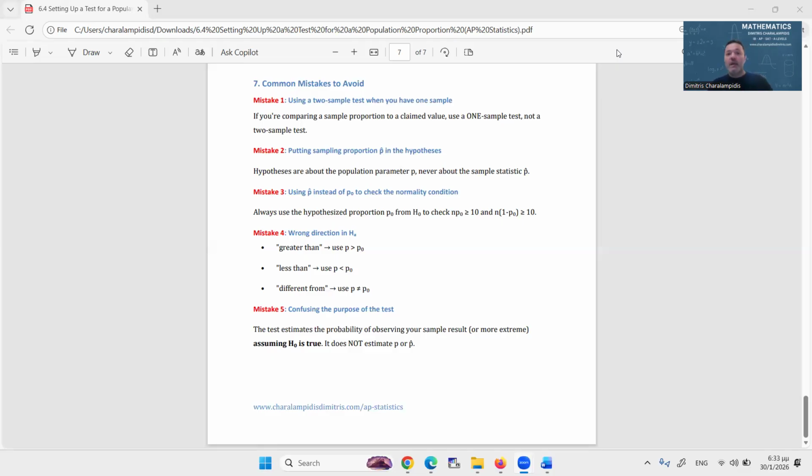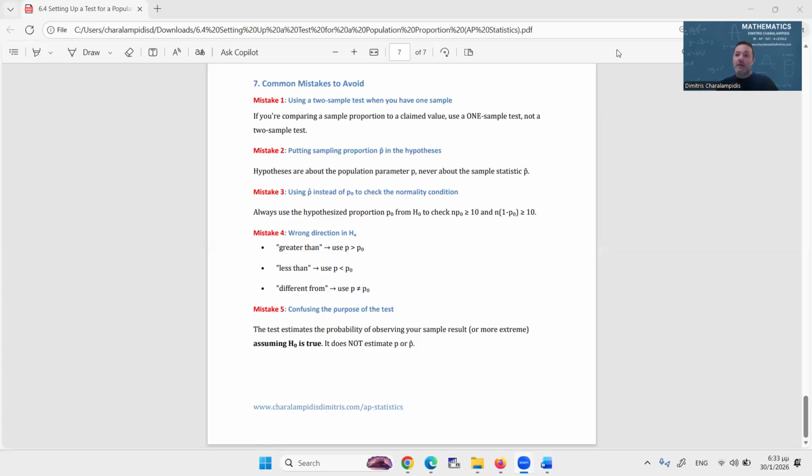A mistake that I honestly cannot understand: we have said it, the alternative hypothesis depends on the given context. When it says larger than something, greater than something, it has to be p greater than p0. When it says less than, smaller than, it has to be p smaller than p0. And guys, come on, when it says different from, it has to be p different than p0.